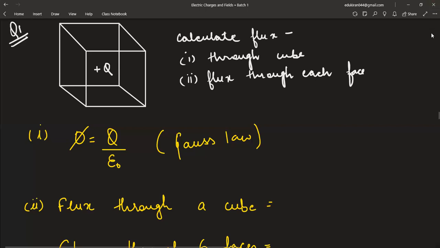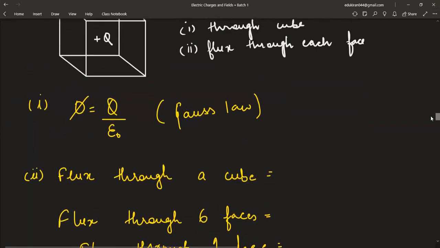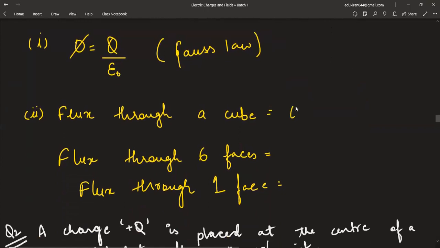So see, what is the flux through the cube? Flux through the cube is Q by epsilon naught. So flux through a cube can be written as 6 faces. A cube has 6 faces. So flux through 6 faces is Q by epsilon naught. So flux through one single face is Q by 6 epsilon naught, right?